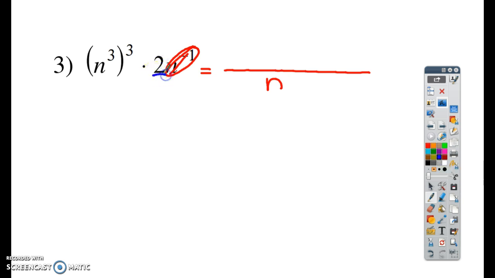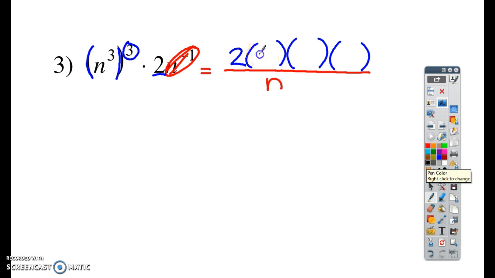So this 2 can go in the front. And then you have 3 sets of parentheses to the power of 3. So you're going to put 1 parenthesis, 2 parentheses, 3 parentheses. And you have n to the third in each one.